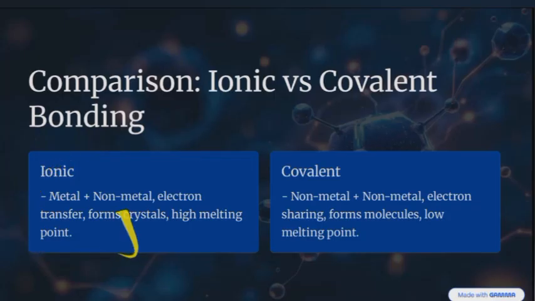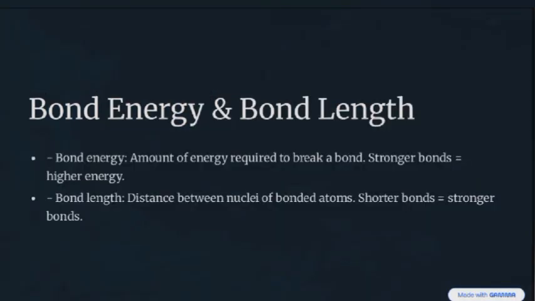Another thing is that ionic compounds form crystals. It's a unique characteristic of ionic bonded compounds. They form crystals, while covalent compounds form molecules. Another property is that ionic compounds have high melting points, while covalent compounds have low melting points. So let's move on to our next slide.